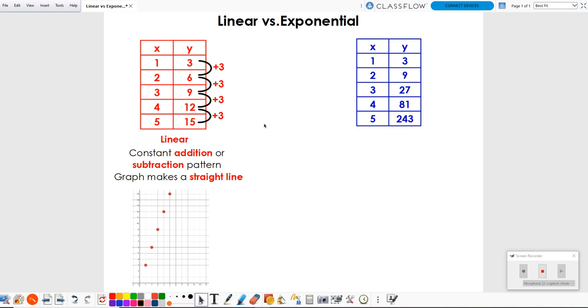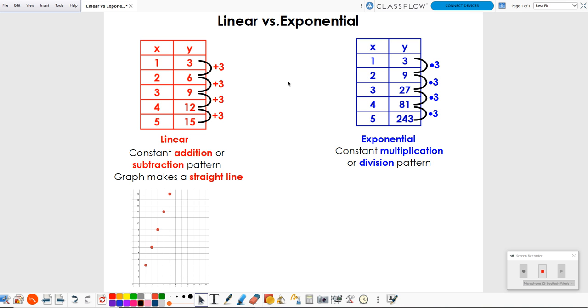Now, an exponential function, which is going to be shown in this table here, is a little bit different. It doesn't have a constant addition or subtraction pattern. Exponential functions have constant multiplication or division patterns. So when you look at this, the y values on this table are going to be increasing by a factor of 3. So every time you're going to multiply by 3.